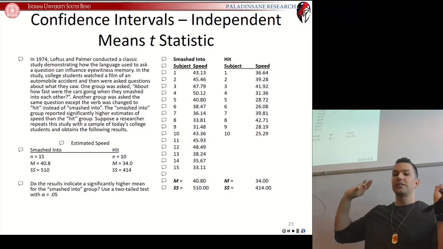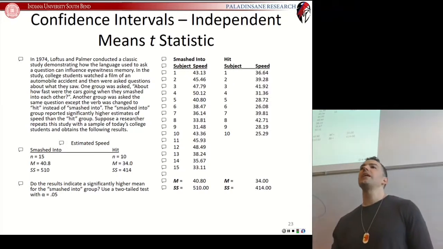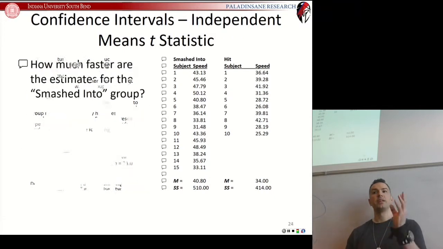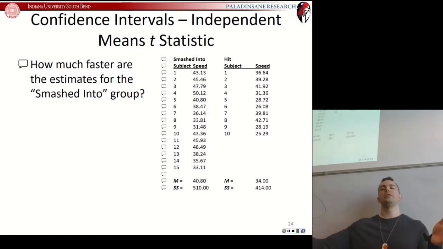So for the t-test, all we asked was, do the results indicate a significantly higher mean for the smashed into group? And we saw that it did. We saw that they actually did have a significantly higher mean. Now, after that significant effect, we might ask ourselves, how much faster were the estimates for the smashed into group? What was the difference between the hit group and the smashed into group? How much was that overestimation?